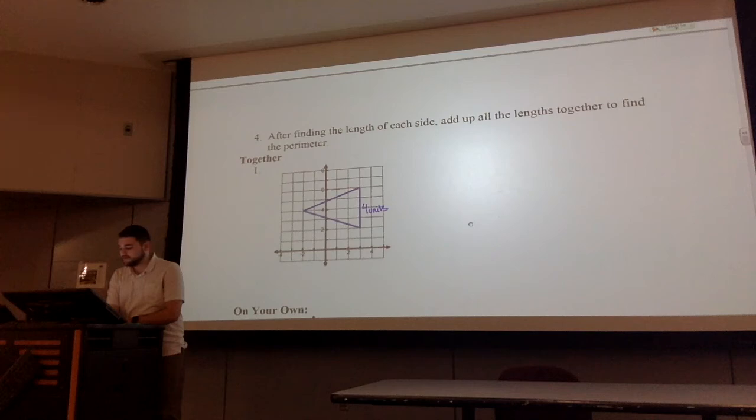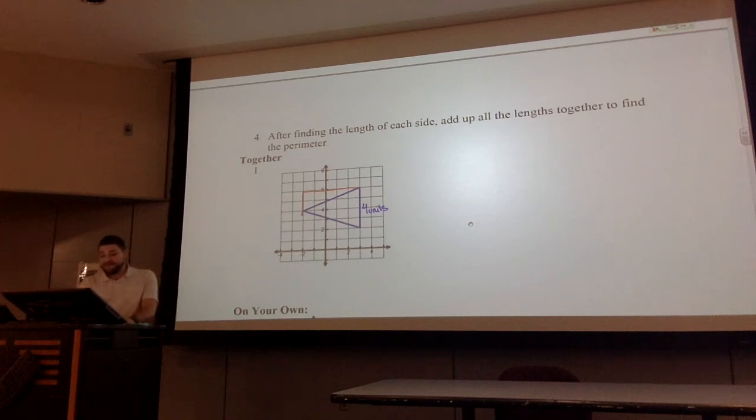I'm going to draw in a right triangle. And now I'm going to count the side lengths of that triangle. So you can see that this side right here has a length of 2 units. And then this side has a length of 5 units.